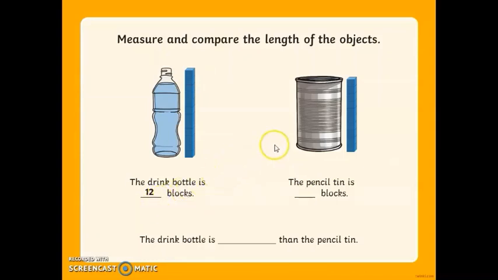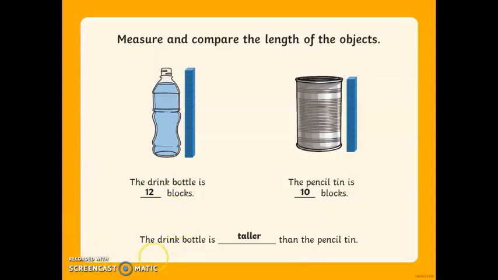There you go. So let us count blocks for the pencil tin. 1, 2, 3, 4, 5, 6, 7, 8, 9, 10. Well done, students. Then we have 10 blocks for the pencil tin. Now, dear students, can you tell me whether the water bottle is taller or shorter than the pencil tin by looking at the number of blocks? Well done if you all say taller. Good job, students. I hope you have enjoyed your length activity, as this is the recall of your previous lesson.